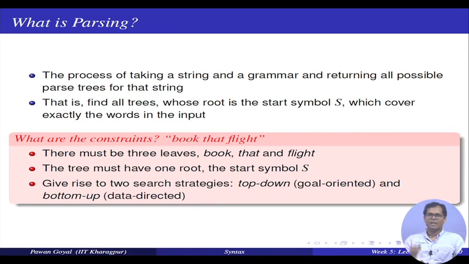One is I can do it top down. Start from S, try to find out all the possible trees I can have as per my grammar, and see if there is one tree that can give me only the leaf nodes: book that flight. This is top down.